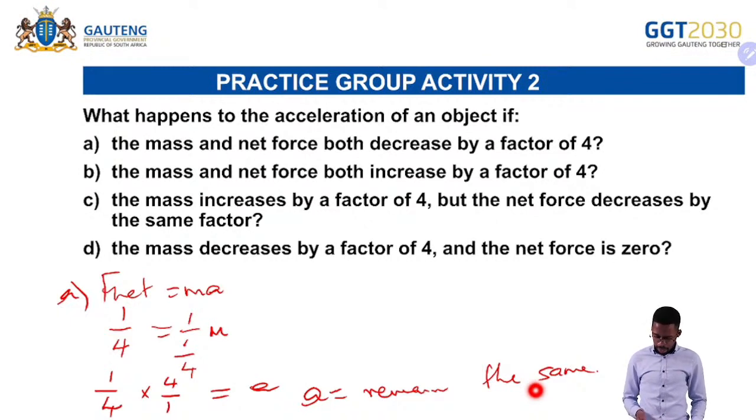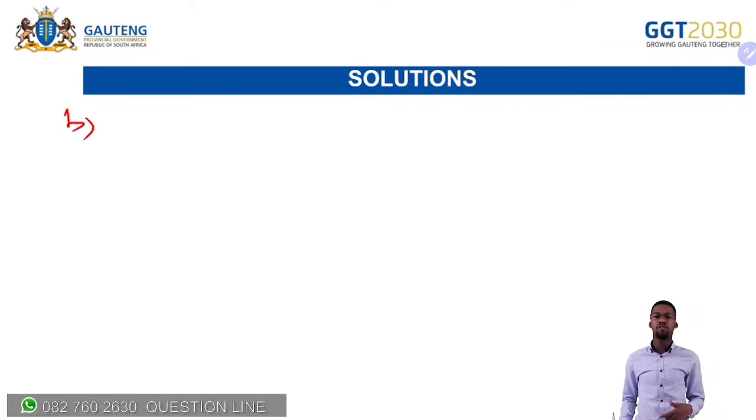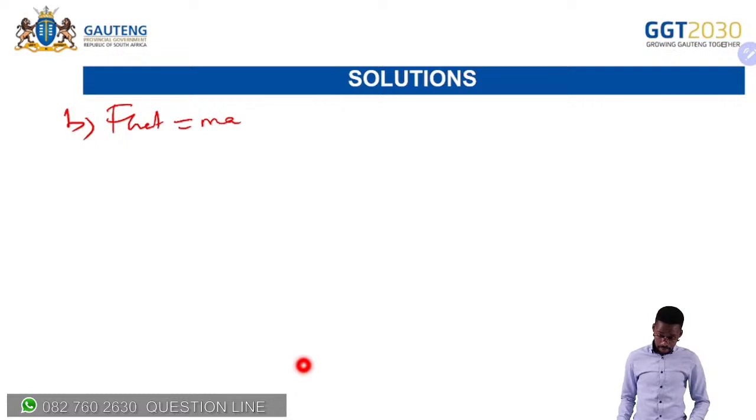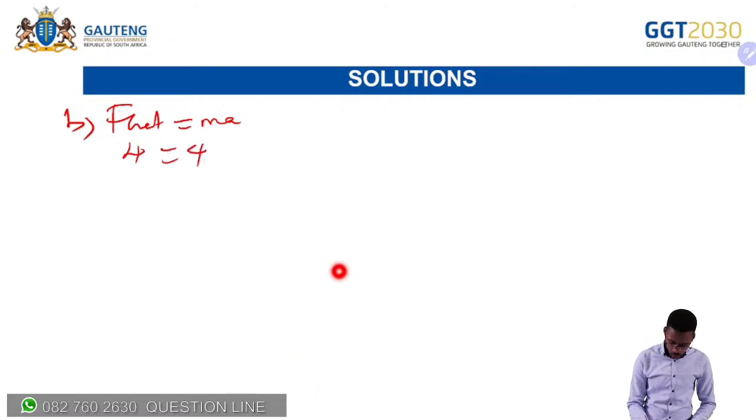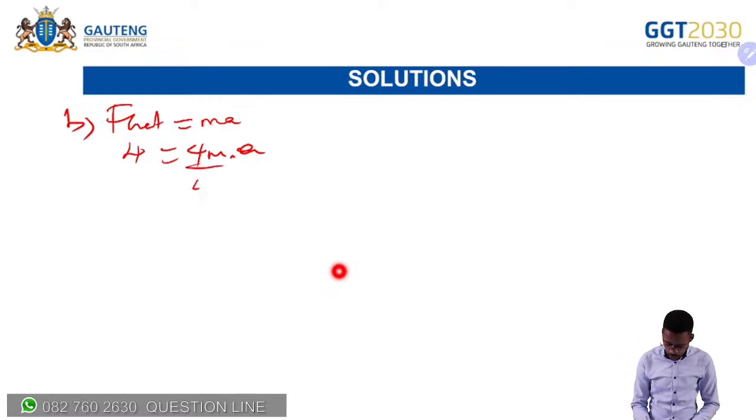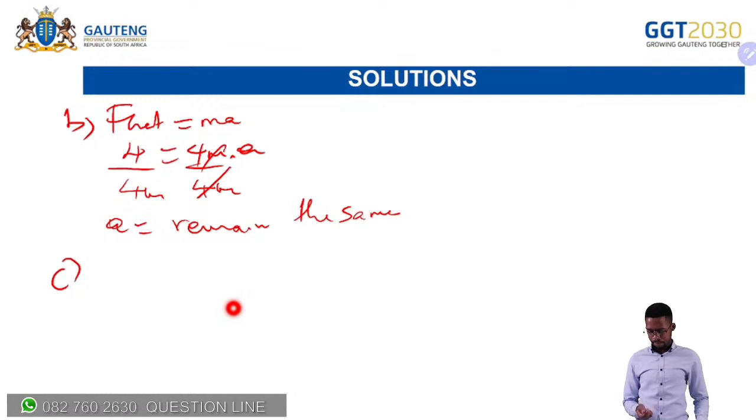And then what will happen to acceleration? Let's look at B. If both mass and the net force increase by a factor of 4. So you write the formula F net is equal to ma. You are told that your net force increased by 4, and also your mass increased by 4. So you solve for acceleration. Divide both sides by 4m. They're going to cancel each other. Therefore, acceleration will remain the same. Can we see that?